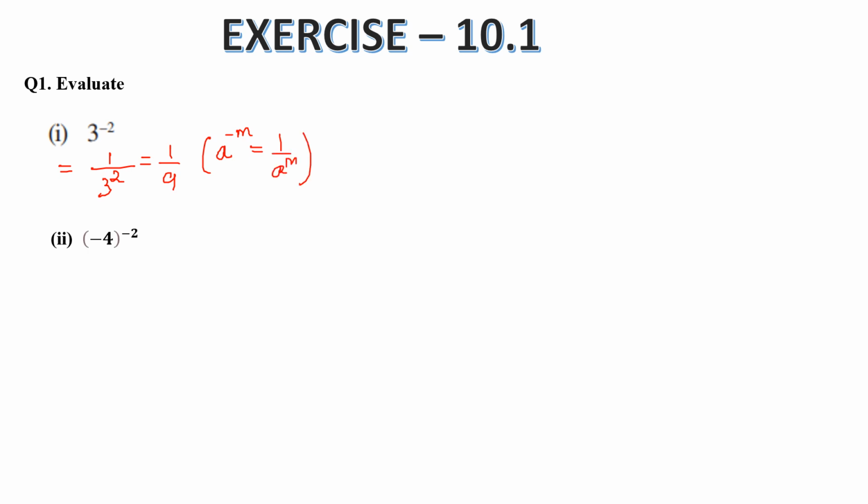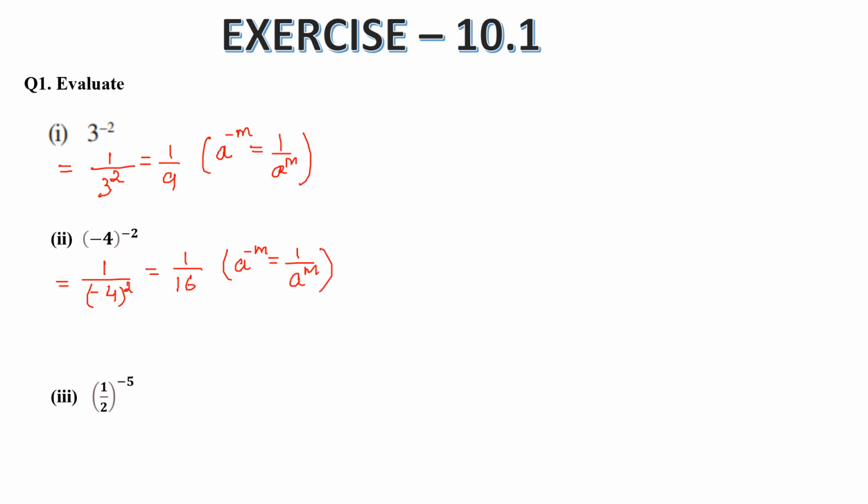Now second question, again you can see it has a negative exponent. So you can write it as 1 by -4 whole square. And you have already studied in integers, if the power is even for a negative number, the product will be positive. So it will be 4 square is 16. So this is your answer. And again you have to write the same law which I have written on the top, which is a to the power -m equal to 1 by a to the power m.